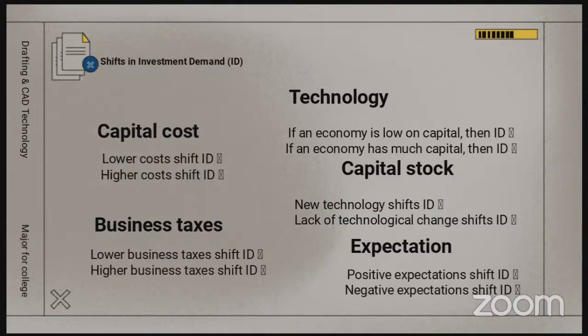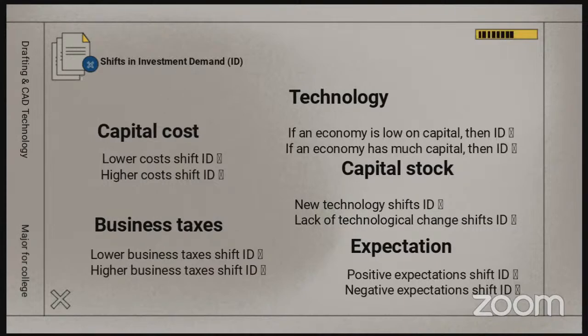Next is the capital stock. So think of this as excess supply. If you have idle capital, meaning it's just sitting and not being used, and this increases for some reason, typically what that means is that there's no incentive for you to get new capital. So that will shift the investment curve to the left and decrease. So for example, if there's a new technology, then it shifts ID to decrease. And when there's a lack of technological change, it shifts ID to increase.